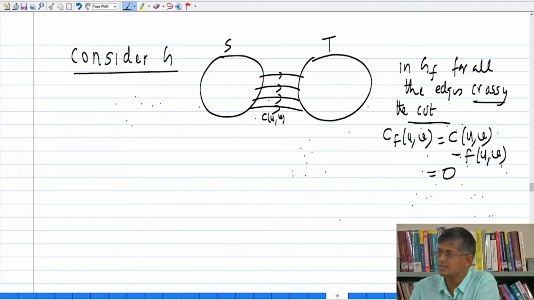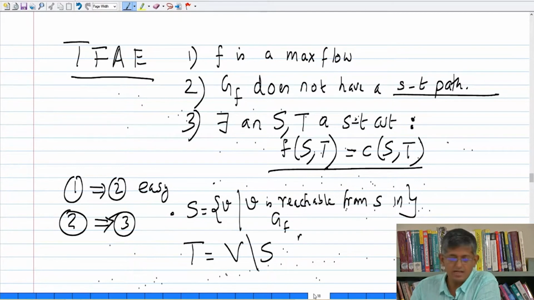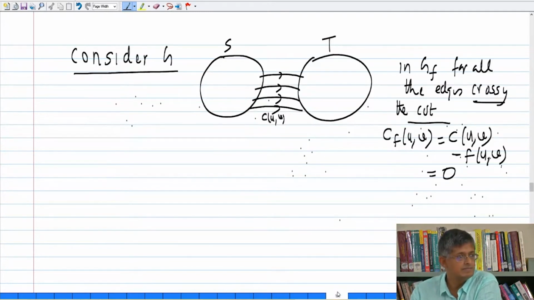Are you getting me? Can you see this? So very interesting, tricky step. G_f does not have an augmenting path. So what do you do? You start at s and you group all the vertices which are reachable from small s, and you call that set capital S. The complement is called T. Take this partition and go to G.